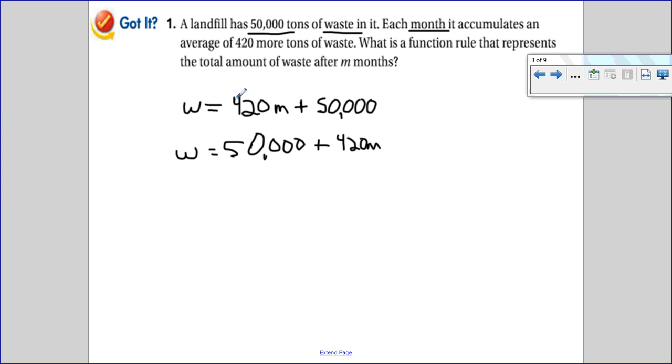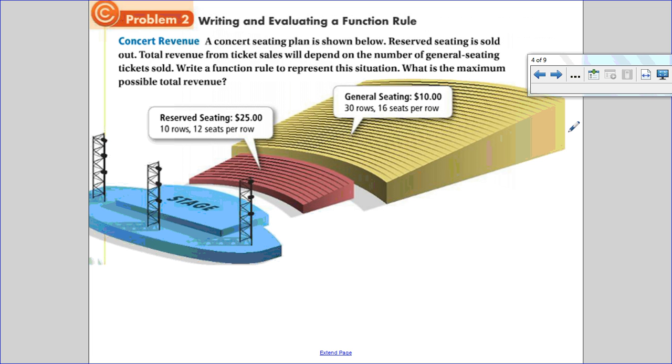But this is 420 times the number of months plus the 50,000 that we started with. Let's try one more. A concert seating plan is shown below. Reserved seating is sold out. Total revenue from ticket sales will depend on the number of general admission, general seating tickets sold. Write a function rule to represent this situation. What is the maximum possible total revenue?